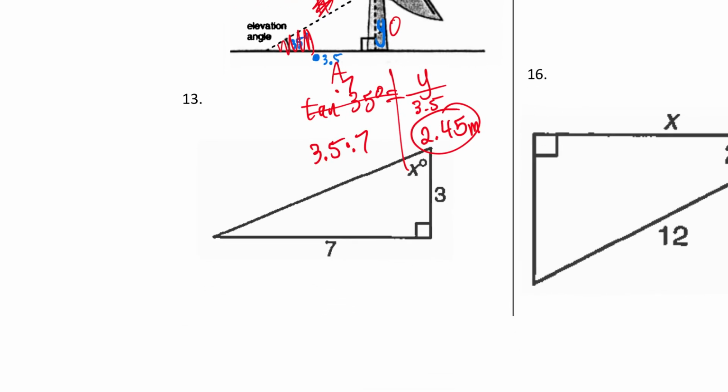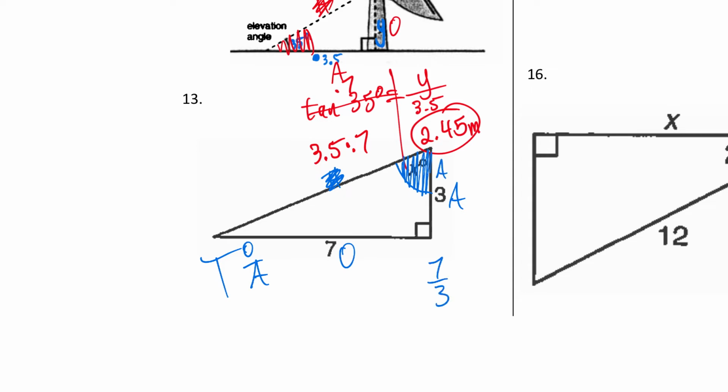Okay, now number 13 is asking for the measurement of this angle. All right, so here's our angle. We have H, A, O. H is the one I don't care about. O and A tells me tangent. Opposite over adjacent, 7 over 3.